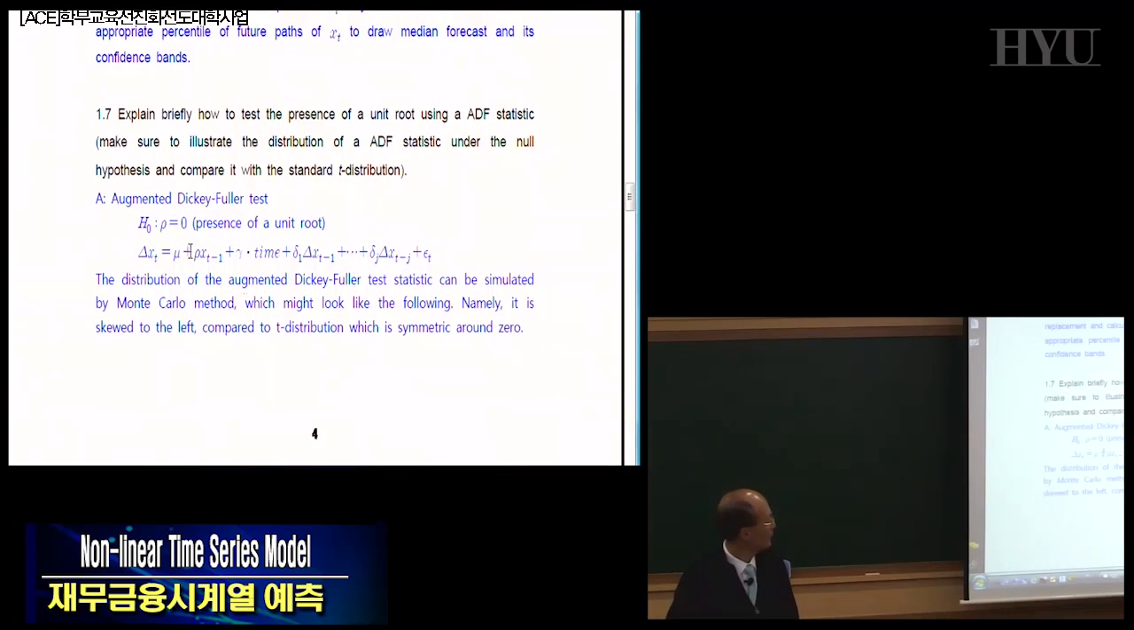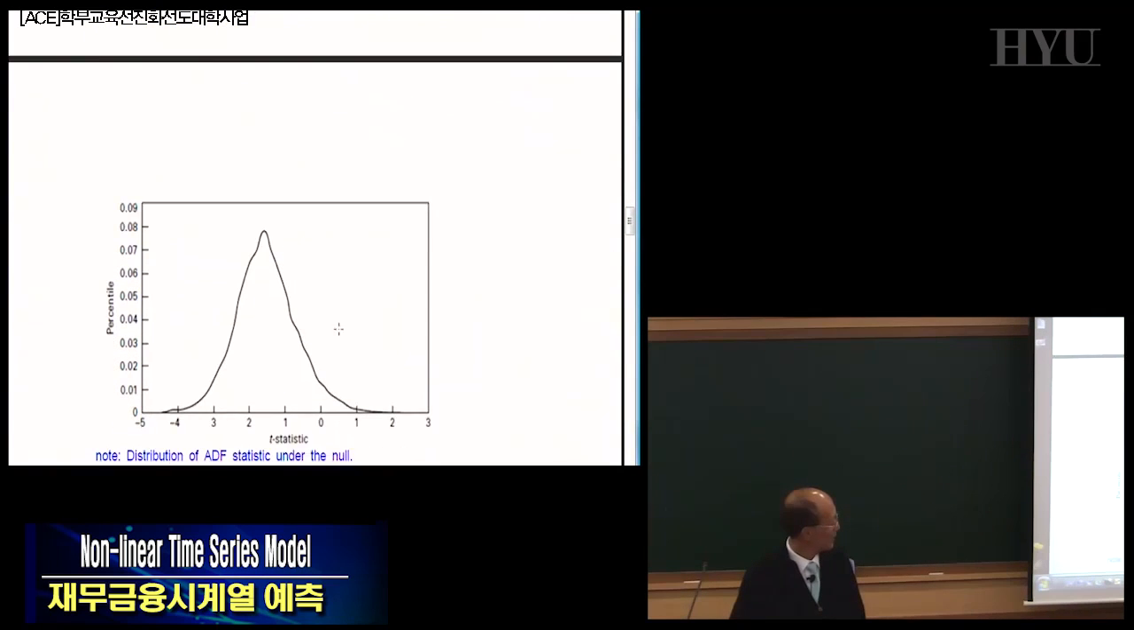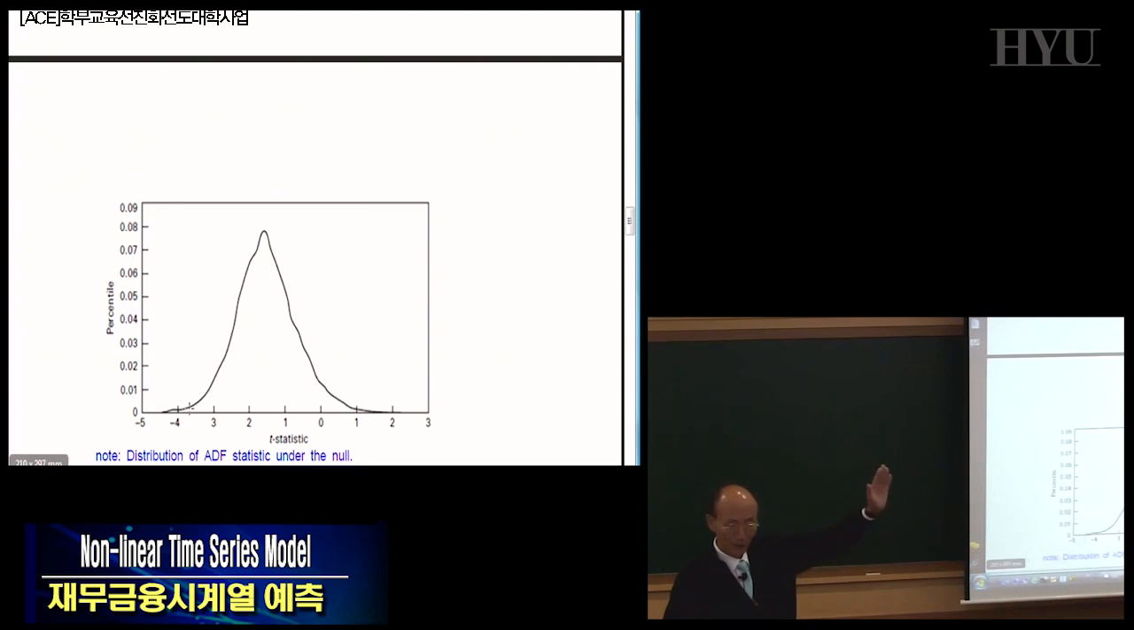Augmented Dickey-Fuller test is to test whether this is 0. Okay. And under the null hypothesis, this test statistic, which is a t statistic, has a non-standard distribution, something like this. You can illustrate it. Of course, the usual t distribution has center 0, and it has a mass to the right of this distribution.